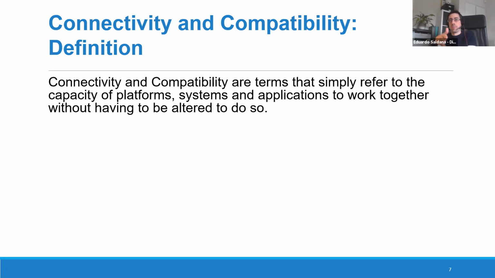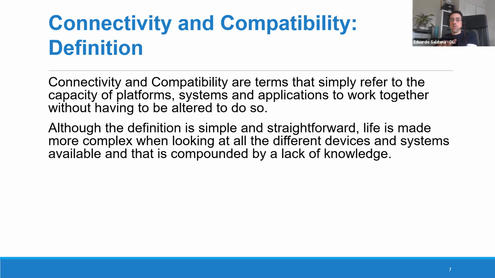And the same with the bus. The bus might be able to make it through the road, but you might need to alter it so it can do it, and therefore that will not be compatible. There needs to be an alteration to be able to do that. So, although this definition is simple and straightforward, life is made more complex when looking at all the different devices and systems available, and that is compounded by a lack of knowledge.